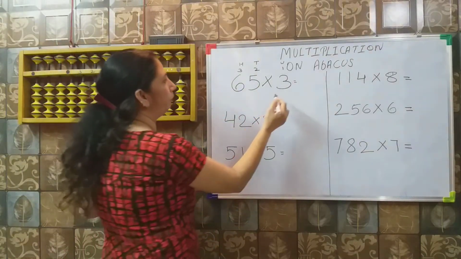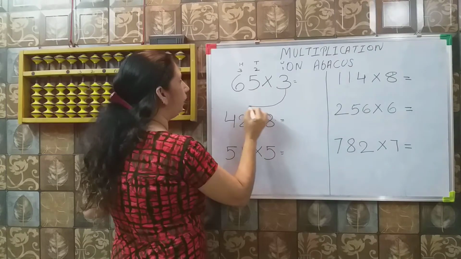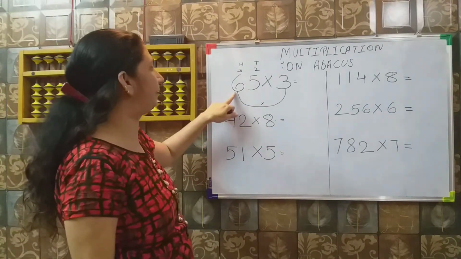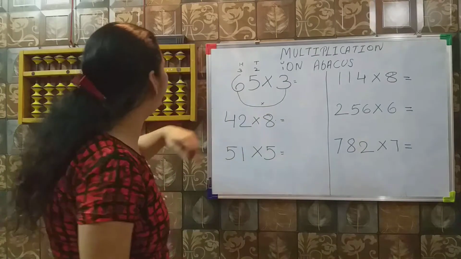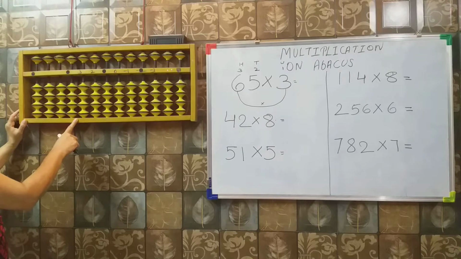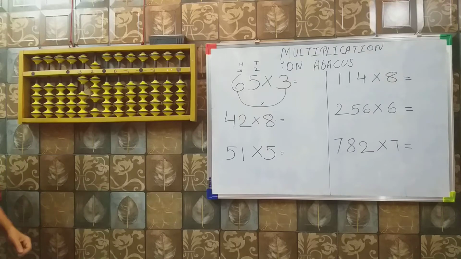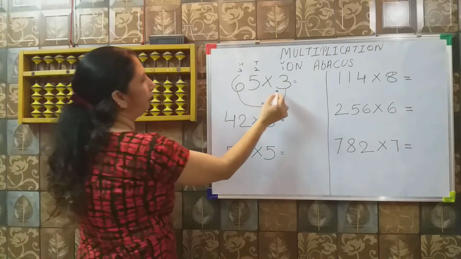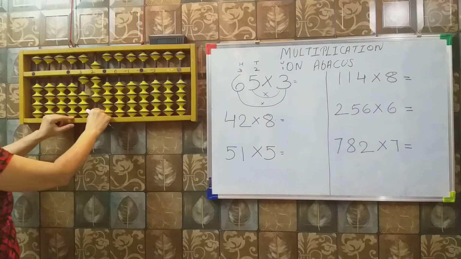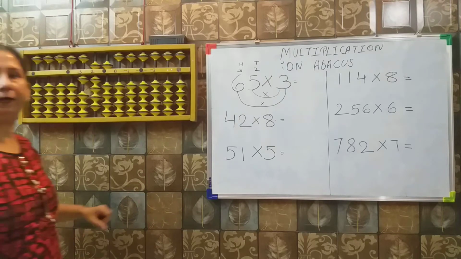Normally we would do 3 into 5, but here we will first do 3 multiplied by 6. 3 multiplied by 6 is 18. So we start from the hundred place: 1 on the hundred place and 8 on the tens place. Then 3 multiplied by 5 is 15, so 1 on the tens place and 5 on the unit place. So we got the answer 195.